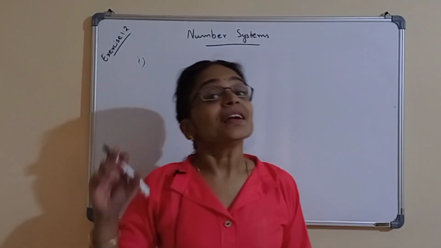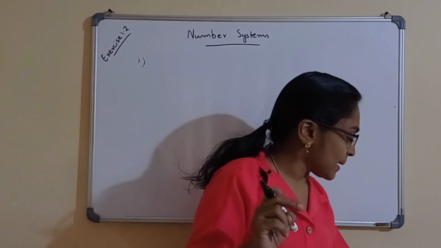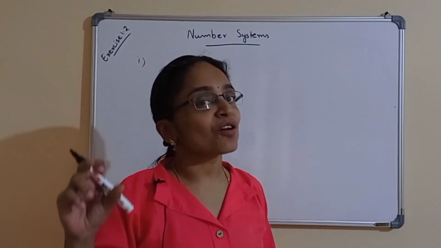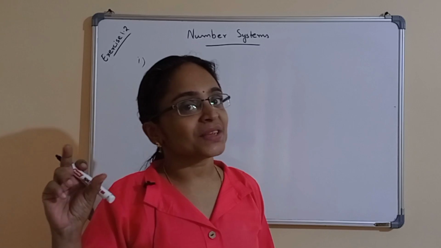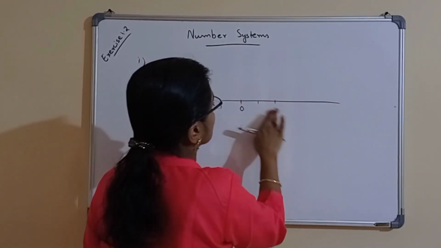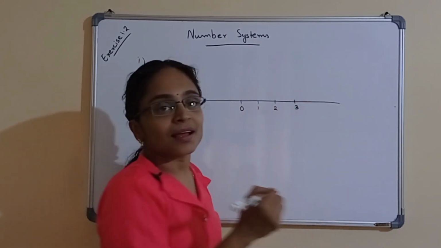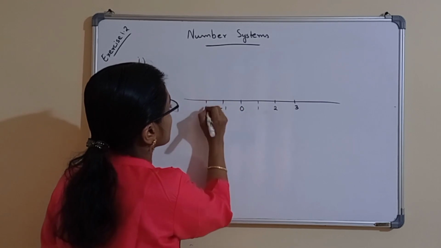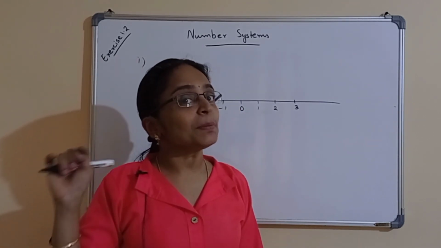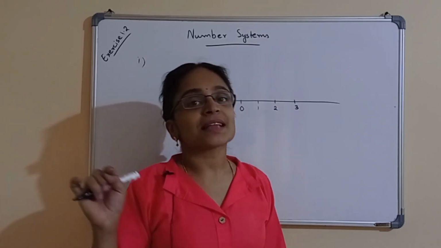Okay. Next one, every point on the number line is of the form root m, where m is a natural number. So let us consider the number line 0, 1, 2, 3, etc. and -1, -2, -3, etc. And the question is, every point on the number line is of the form root m, where m is a natural number.